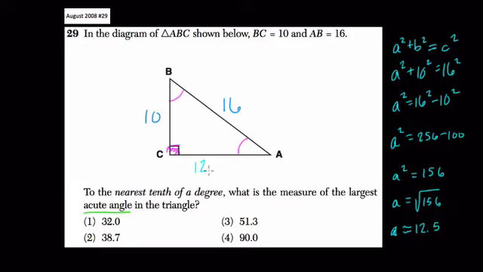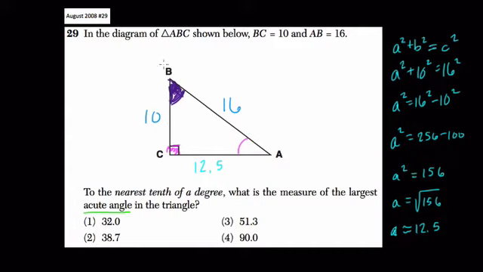So we label that. So the largest acute angle is what? Well, out of the two angles here, it's the one across from the larger side. So we're looking at angle B. Angle B is larger than angle A because angle B is across from the larger side.